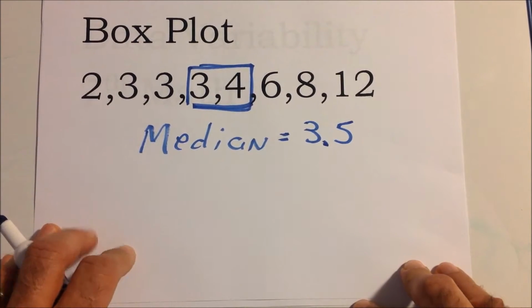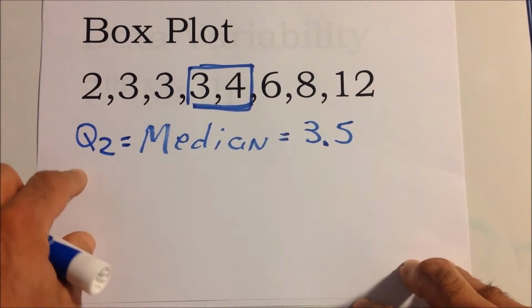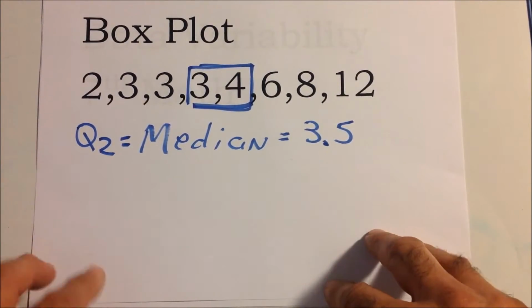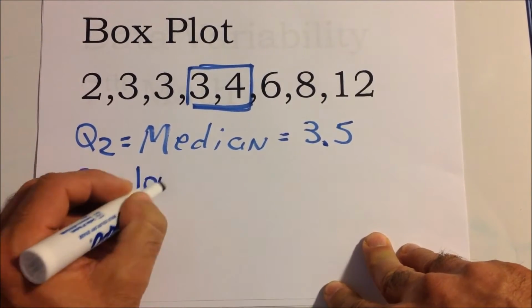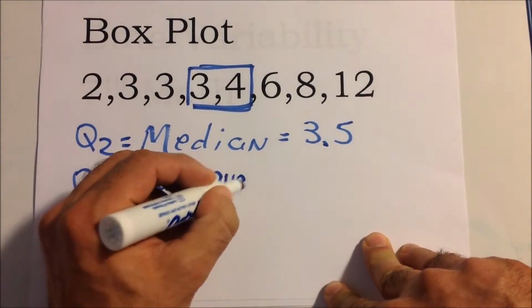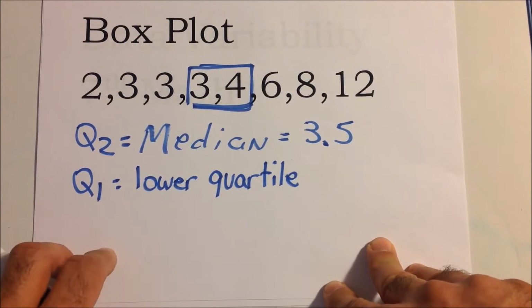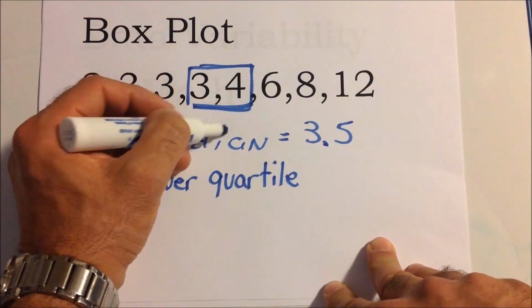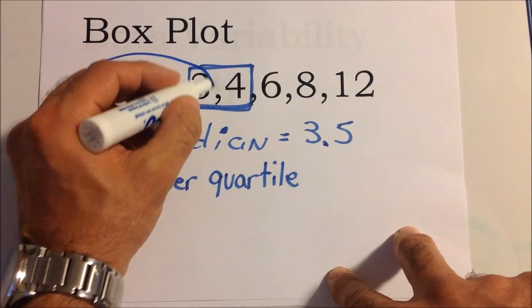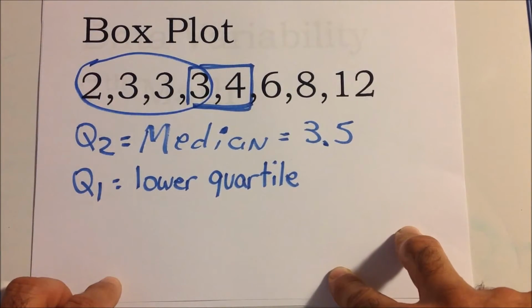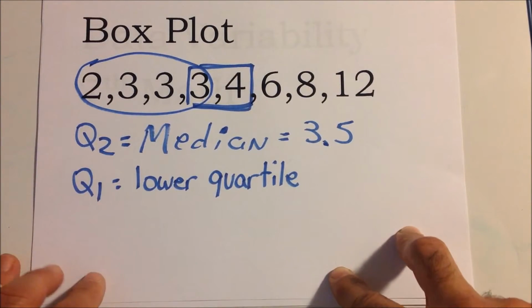Now when we do data variability, the median is also called Q2. So just remember that. Q2 is the median. Now the next thing we want to find is what we call Q1, or the lower quartile. The lower quartile is the median of the numbers to the left of the median. Sounds strange, right? So the numbers to the left of 3.5 are all these numbers I circled. And we want to find the median of those numbers. That'll be Q1, or the lower quartile.